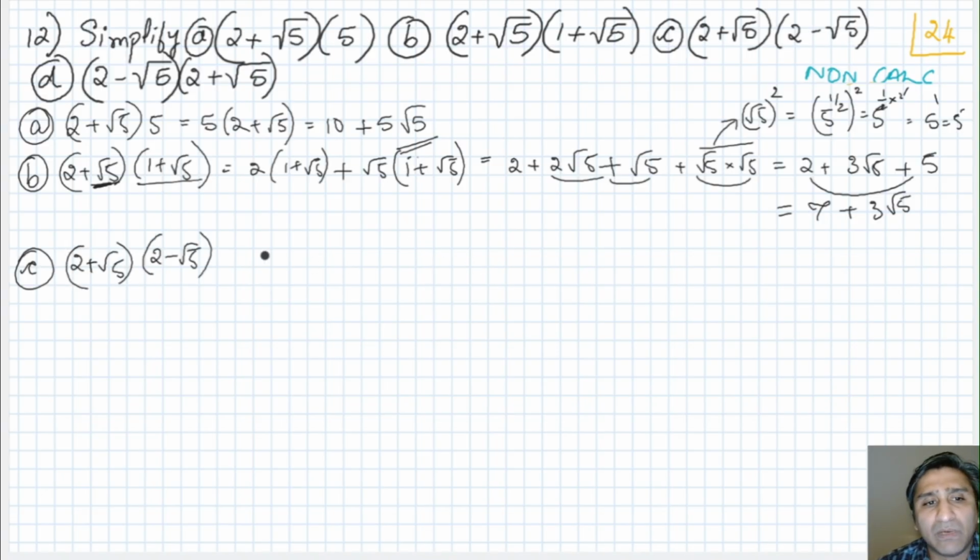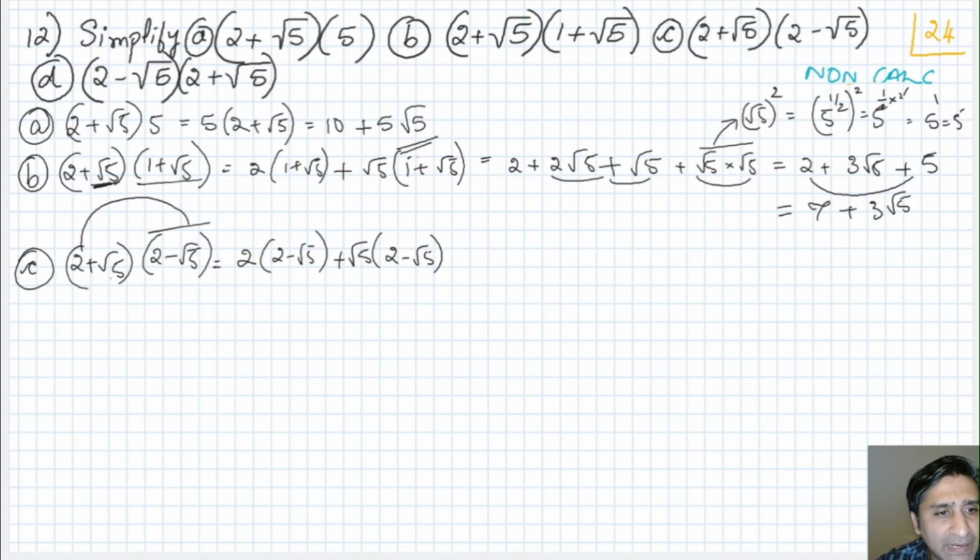Now always remember, before we go ahead, let's solve by the usual method that we have been applying, which is 2 times 2 minus root 5, and plus root 5 multiplies over to 2 minus root 5. Very good. What I have done is 2 multiplies to 2 plus root 5, and root 5 again multiplies to 2 plus root 5 separately.